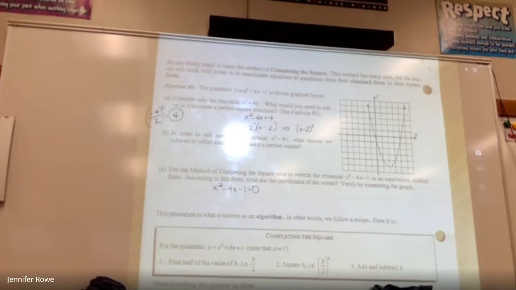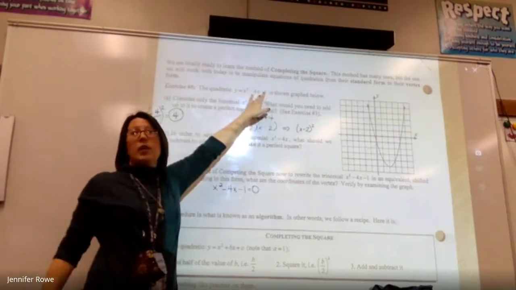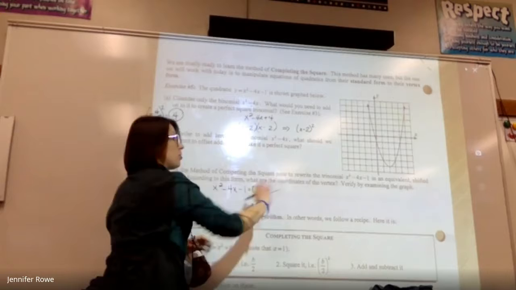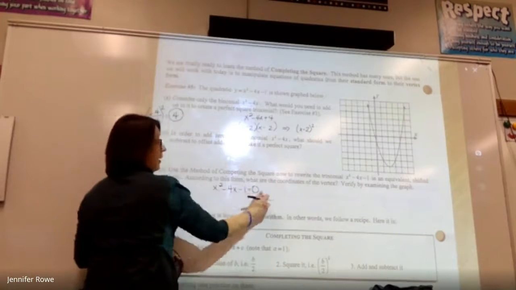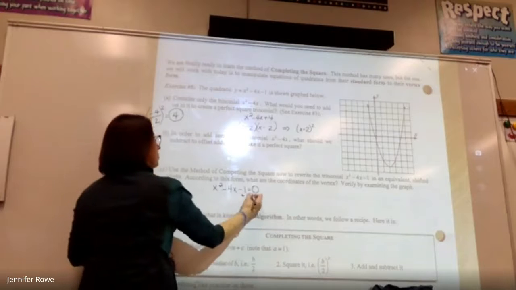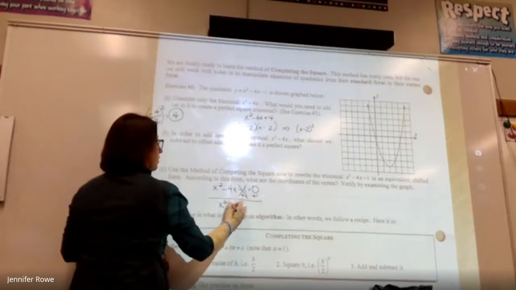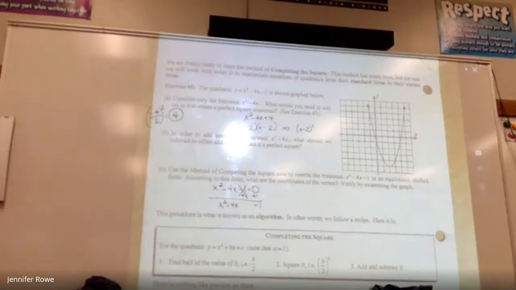Remember how up here we were ignoring the negative one? Well, we're not really ignoring it. What we're going to do is move it over here so we don't have to deal with it. How do I move that negative one over? Plus one, plus one. So then I go x squared minus 4x, leave a space, equals one. Leave a space because you have to have a c there. When we're completing the square, we're finding that new c value.